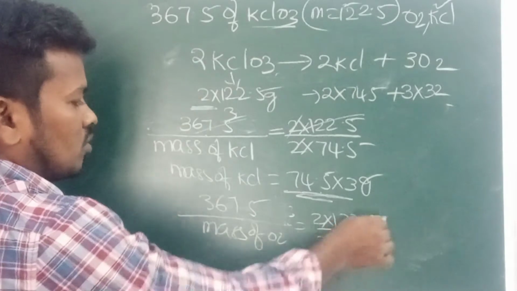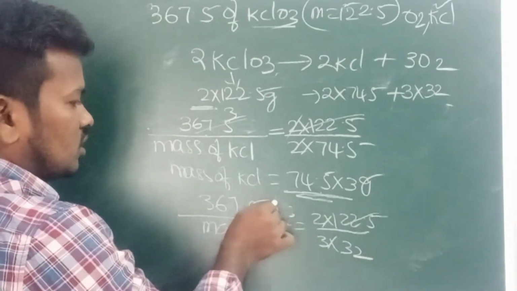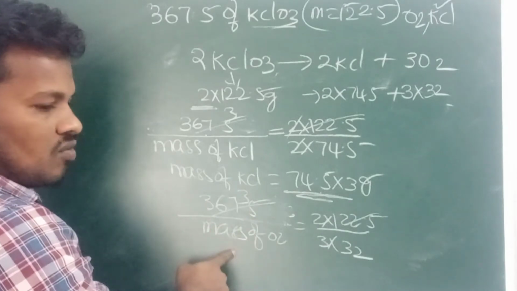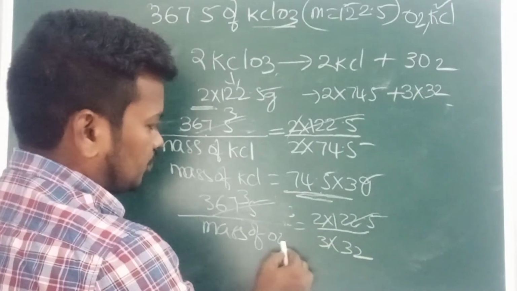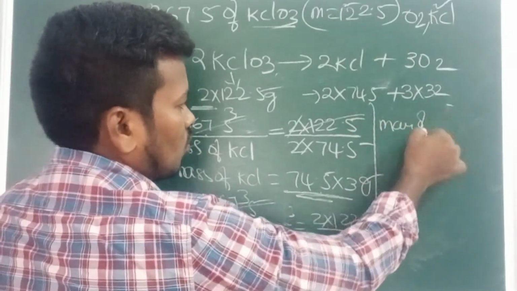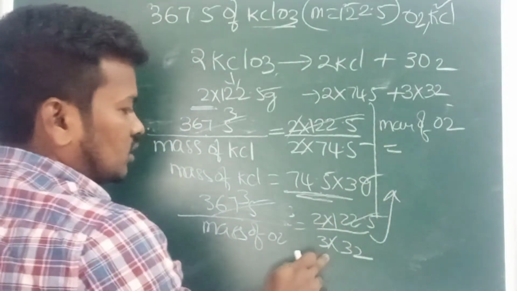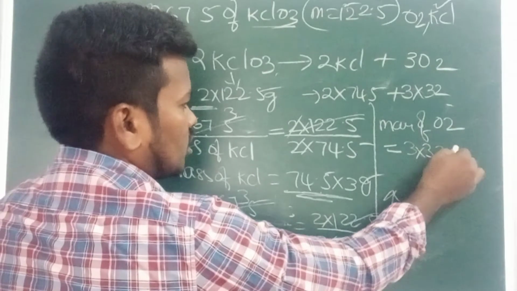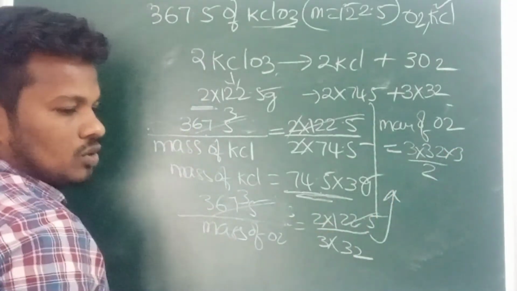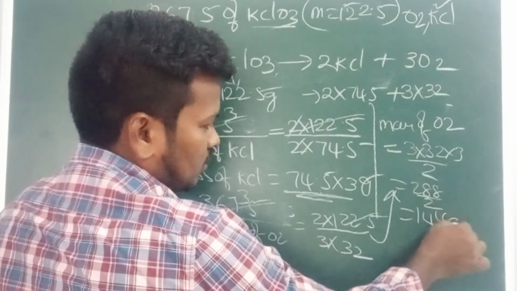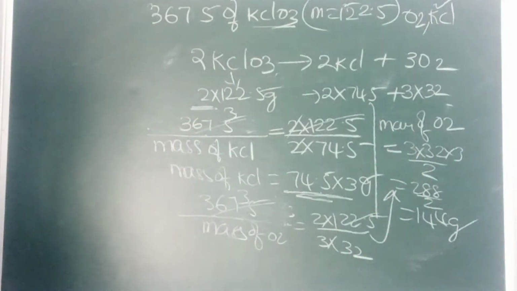367.5. So here 122.5 times 3 is equal to 367.5. So the mass of O2 is equal to 3 into 32 into 3 by 2. We will get 288 by 2, which is 144 grams of O2. So like this we can easily calculate the mass.